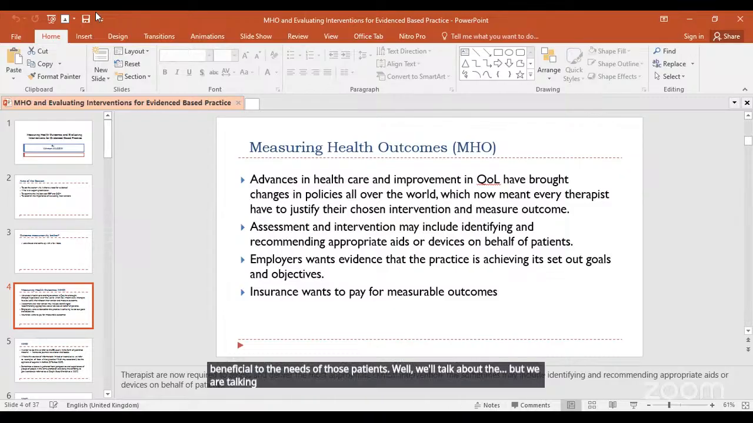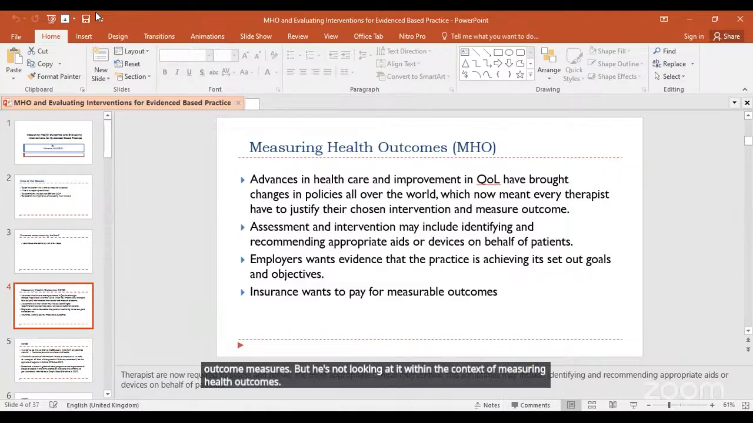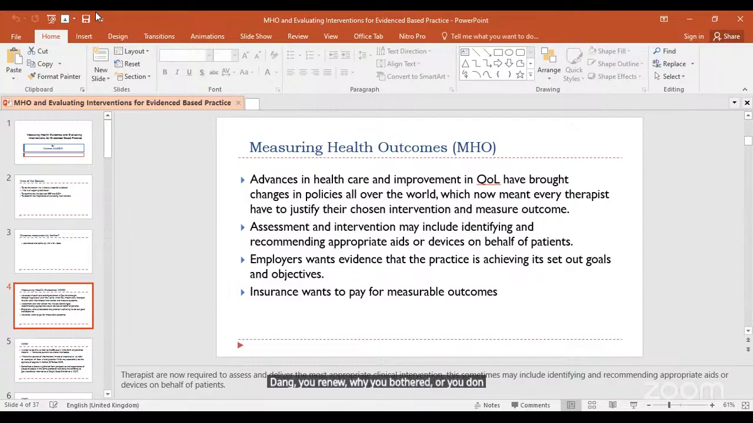But we are talking about measuring health outcomes. And I think we also will come to the term, why are we calling it measuring health outcomes? And is it the same thing as outcome measures? Because what I'm explaining at this point is measuring health outcomes, not the outcome measures. So we need in our practice to be able to separate the overall picture of measuring health outcomes and outcome measures. Just like my brother said earlier, he defined outcome measures, but he's not looking at it within the context of measuring health outcomes. But when you think in the context of measurement of health outcomes, then you will know why you bother or you don't bother about an outcome measure.